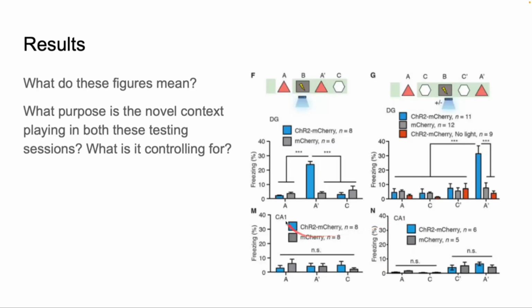Okay, so tell me a little bit about this figure, right? So we have the freezing here in the DG and the CA1. Tell me about what they did in figure F.